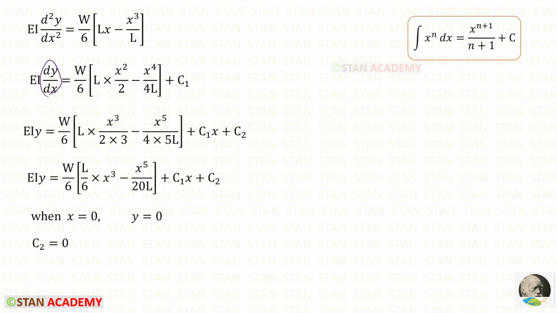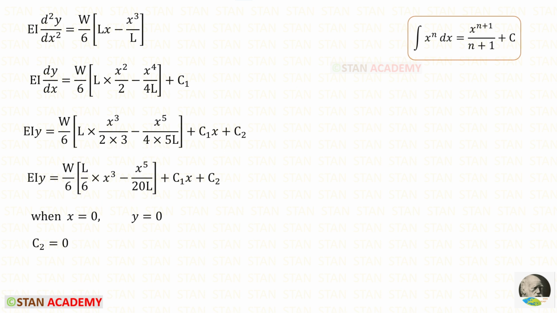When we integrate this, we will get y. When we integrate x², it will be x³/3. When we integrate x⁴, it will be x⁵/5. Here there is no x, so we have to multiply with x. C2 is the new constant. 2 into 3, it is 6. 4 into 5, it is 20.